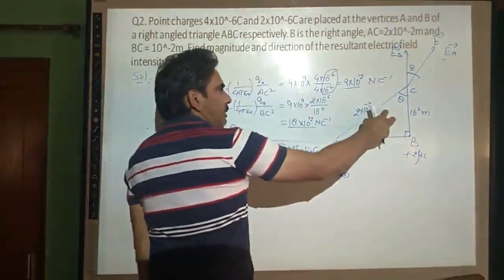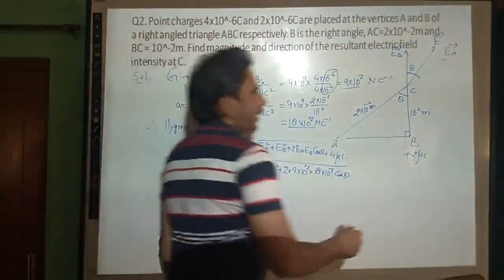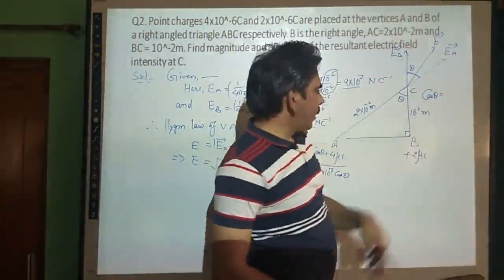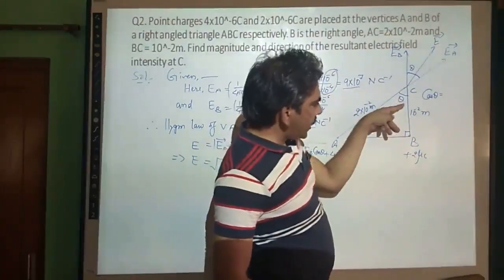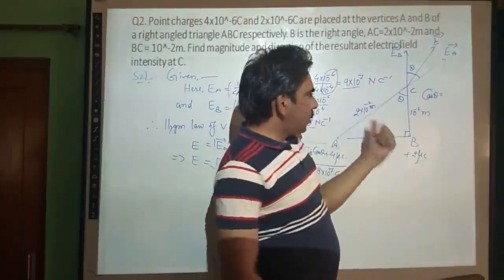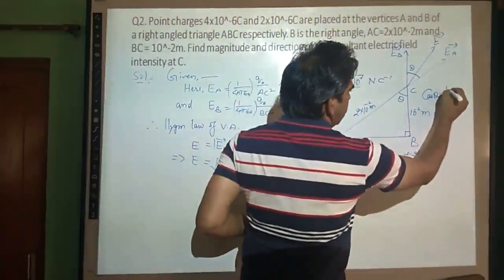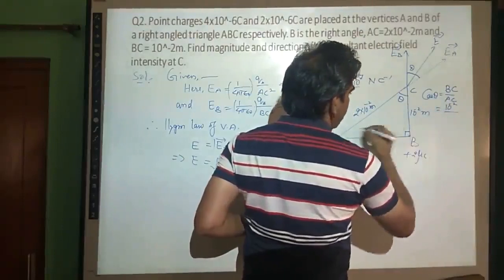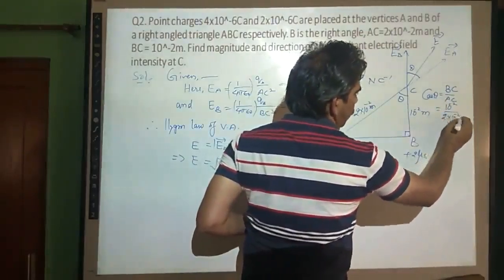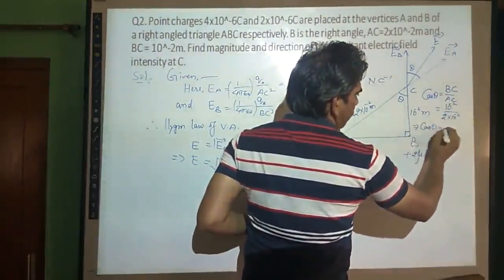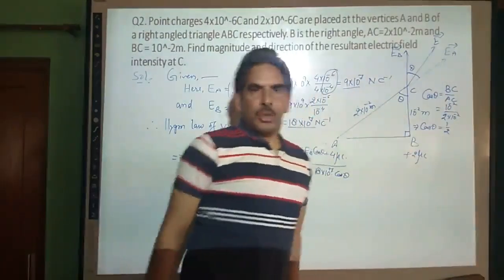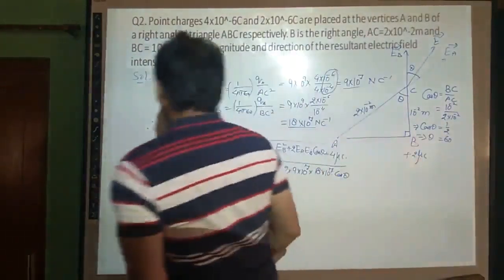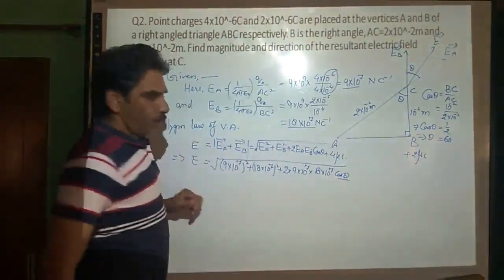So in this triangle ABC, cos theta can be written as base upon hypotenuse. So base for this angle is BC upon AC. Let me write it once. So it is 10 to the power minus 2 for BC, and AC is 2 into 10 to the power minus 2. So cos theta becomes equal to 1 by 2, which is possible whenever theta is 60 degree. So we have found cos theta to be half.